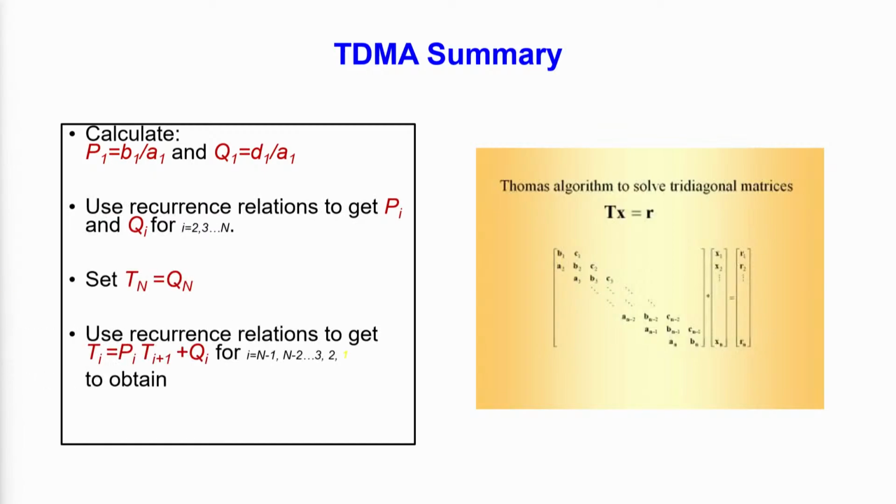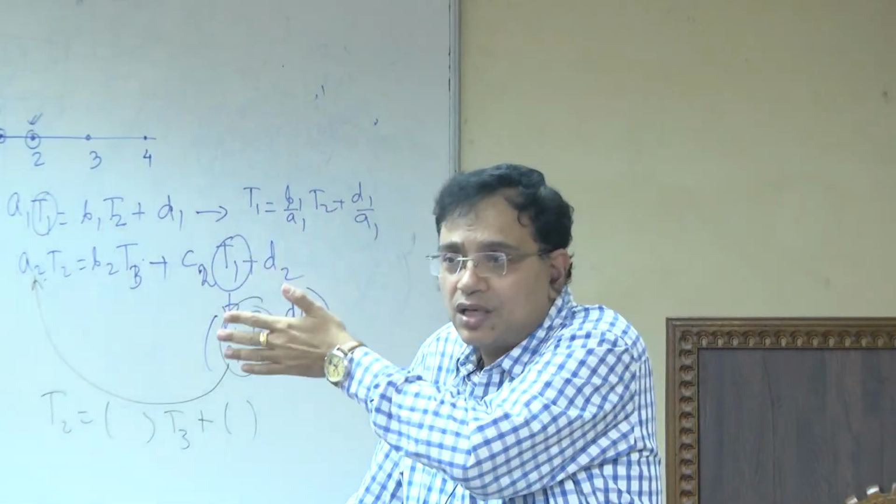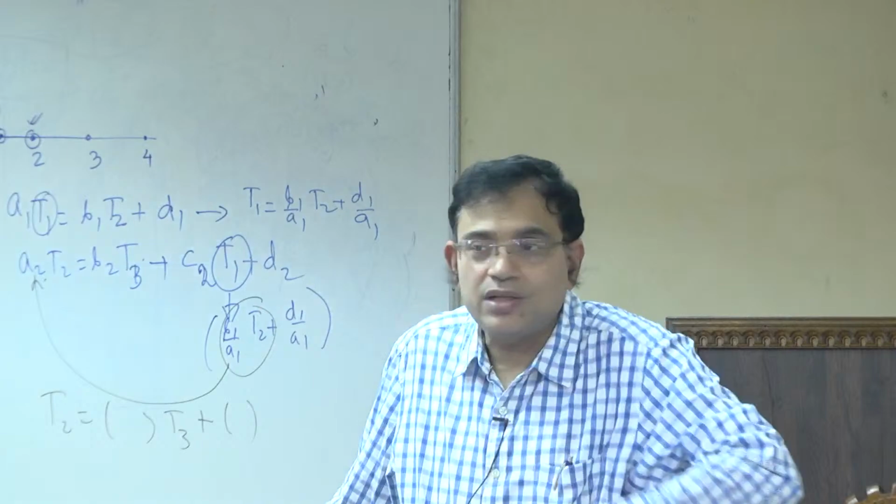So this is the algorithm: calculate P1 equal to B1 by A1 and Q1 equal to D1 by A1, use that recursive relation, the formula that we showed previously, to get Pi and Qi, and set Tn equal to Qn, and then you can use the recurrence relation to get the other points. So you get Tn equal to Qn; in a formal Gaussian elimination, this is forward elimination, and the last one is Ti equal to Pi Ti plus 1. What you are doing is getting the previous point's value from the next point's value. So this is the back substitution in the Gaussian elimination.